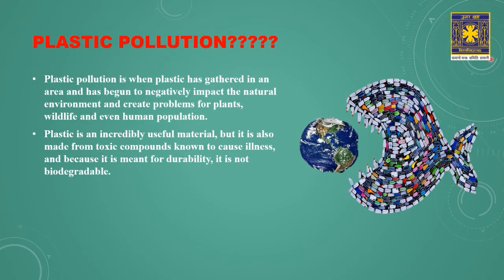So now let us focus on plastic pollution. Basically, plastic pollution is slowly and gradually engulfing the earth, in the sense that it is highly toxic and it affects all the organisms present on the earth, including the plants, animals, insects, and all the known living organisms. It is an incredibly useful material from our point of view, but it is highly toxic and it is known to cause illness, and because it is meant for durability, it is non-degradable in nature. So that is the most important concern of plastic use.